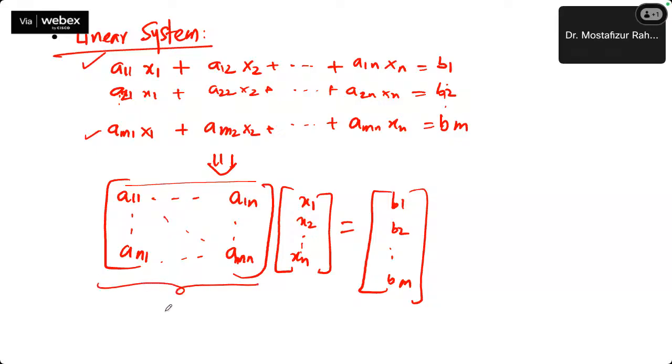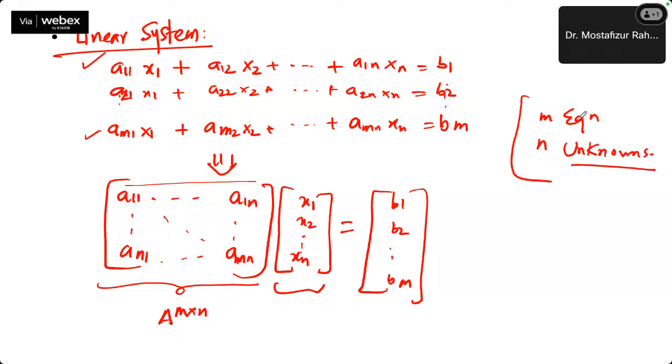Here you can denote this as a matrix A of size m cross n, which is a linear operator acting on these unknown variables. How many unknown variables are there? There are n unknown variables. And how many equations are there? There are m equations. So m equations and n unknowns. And we try to solve this to find all the unknowns given the m equations. This is the objective of many applications.